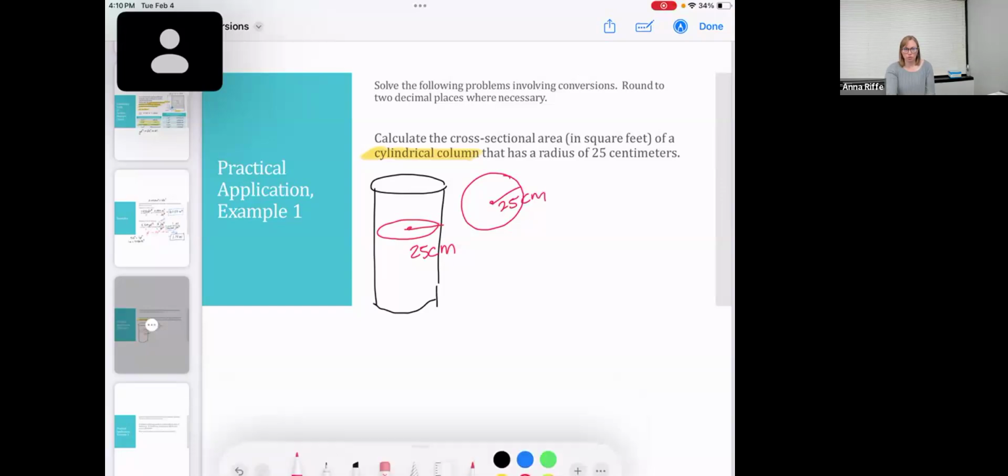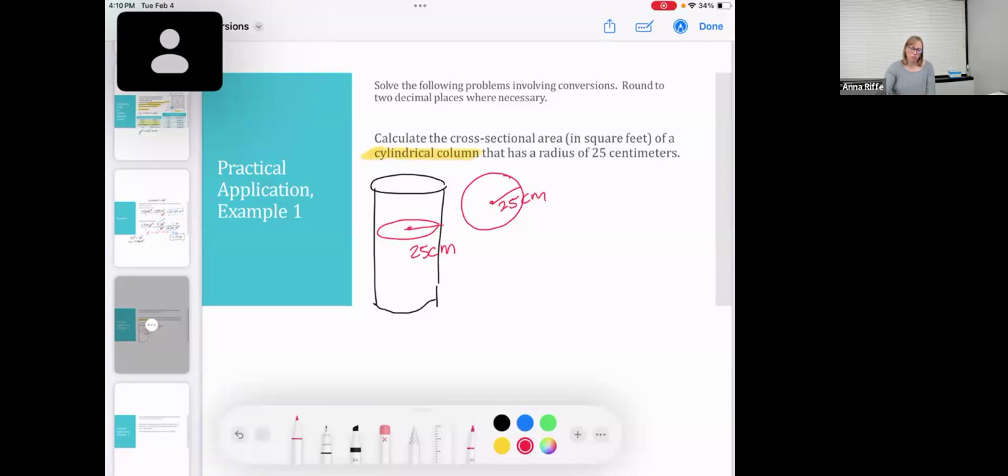So we're going back to our circle formula for this one. And we also want to note that we would like to find that area in square feet, but we're given the radius in centimeters. So let's begin by finding the area in square feet.